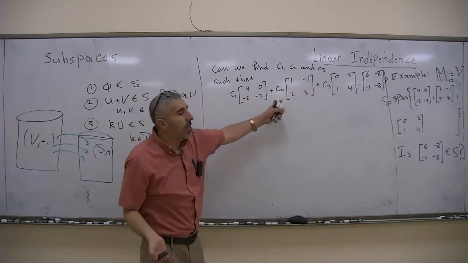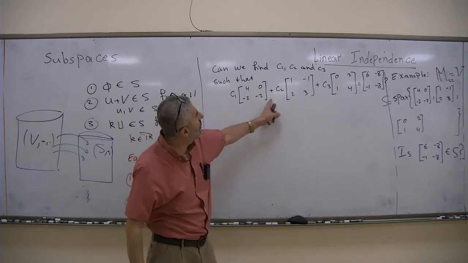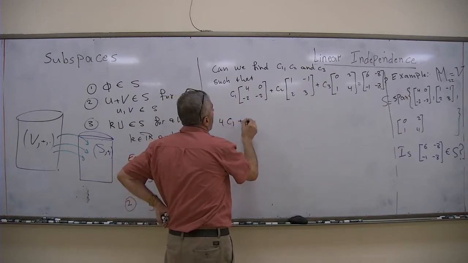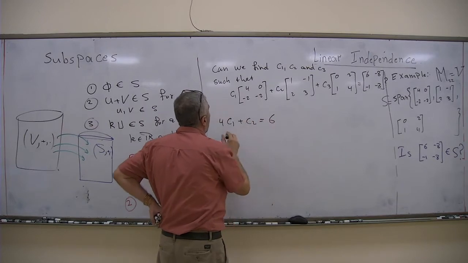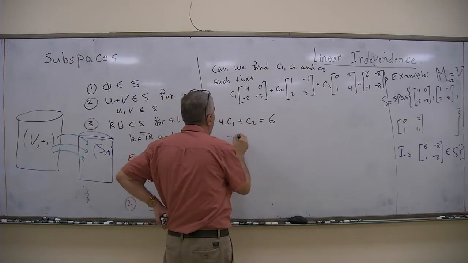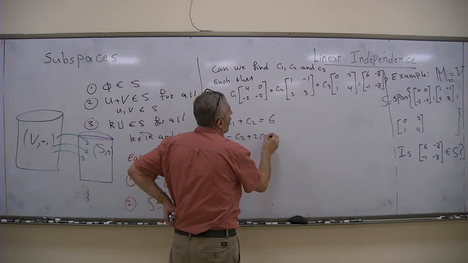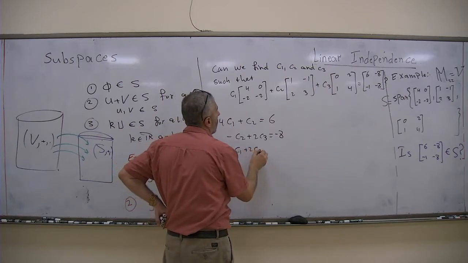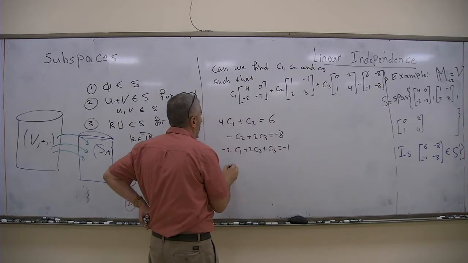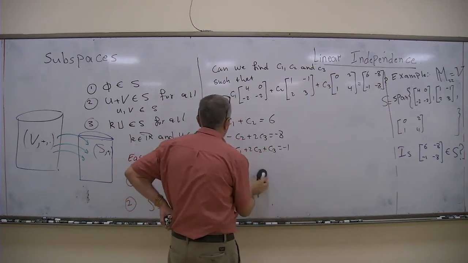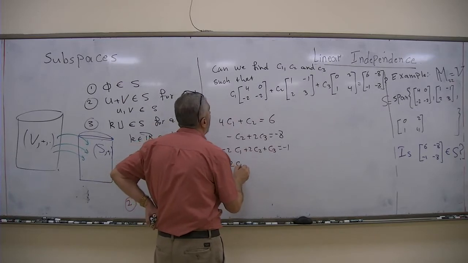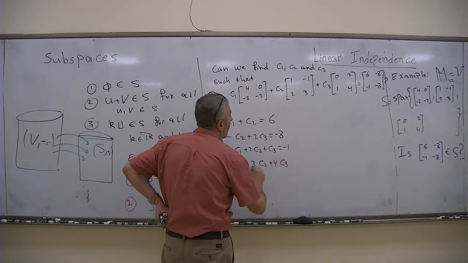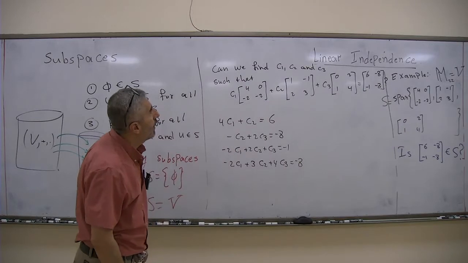Well, you have here a system of four equations in 3 unknowns. So what you have here is 4C1 plus C2 equals 6. Here you have negative C2 plus 2C3 equals negative 8. And you have negative 2C1 plus 2C2 plus C3 equals negative 1. And negative 2C1 plus 3C2 plus 4C3 equals negative 8. The right-hand sides are 6, negative 8, negative 1, negative 8.